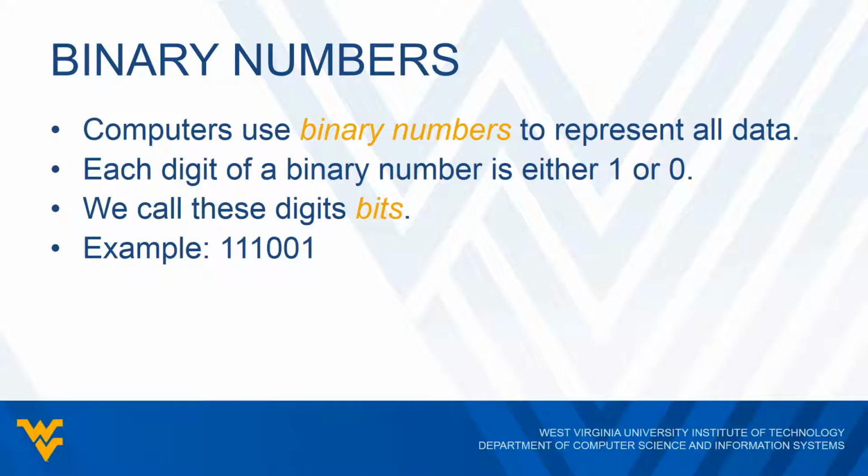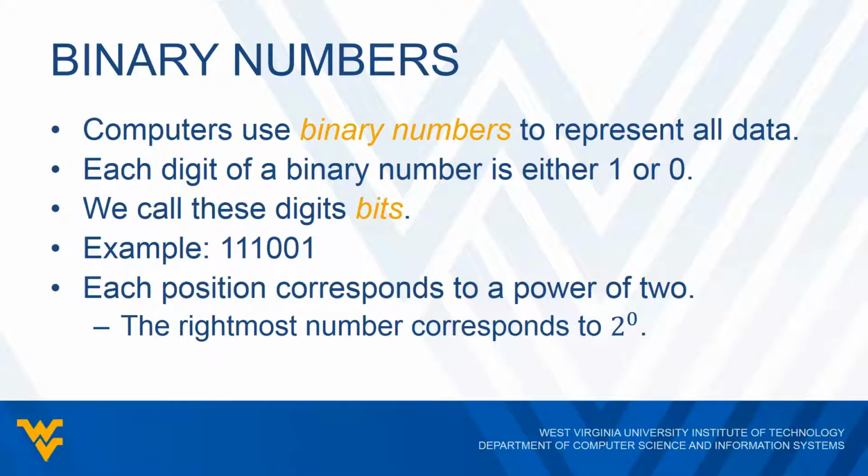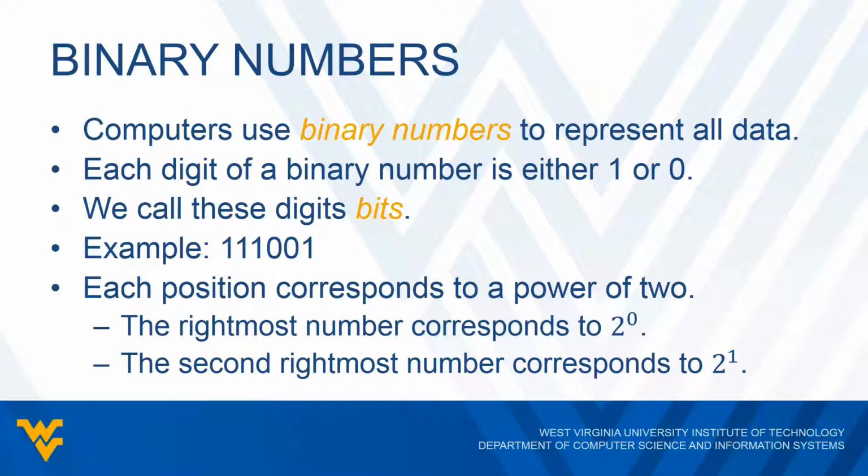For example, we could have the binary number 111001, and each position in this binary number would correspond to a power of 2. The rightmost digit would correspond to 2 power 0. The second rightmost digit would correspond to 2 power 1. The next one would correspond to 2 power 2. And so forth.